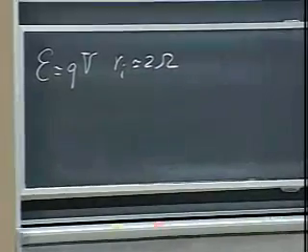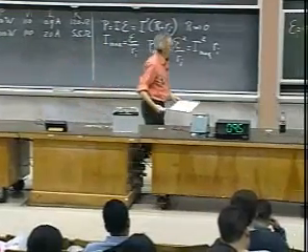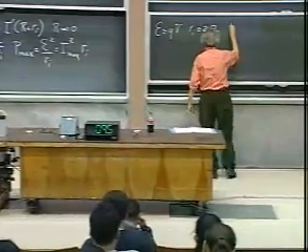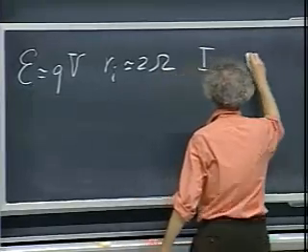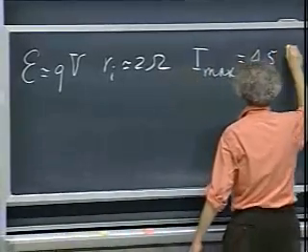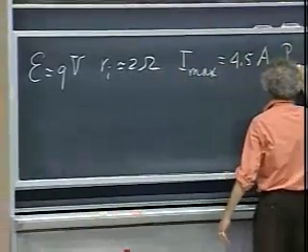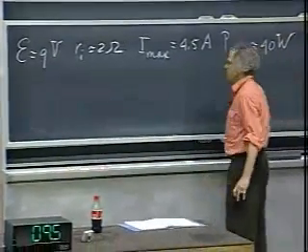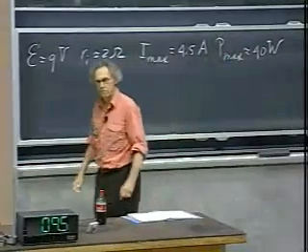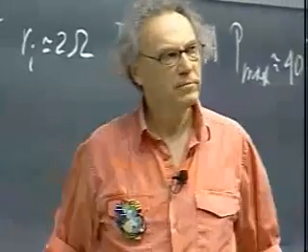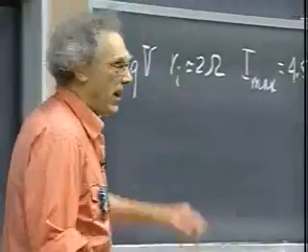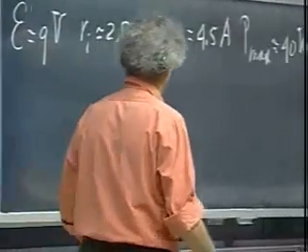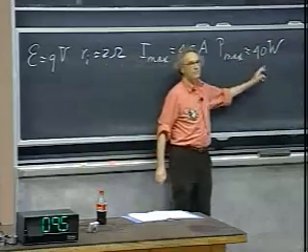And so the maximum current that you can ever get out of a Duracell battery, that is I max, would be about 4.5 amperes. And so P max would be about 40 watts. So if you take a 9-volt battery and you short it out, then the battery should get warm, because all that 40 watts is generated inside your battery.